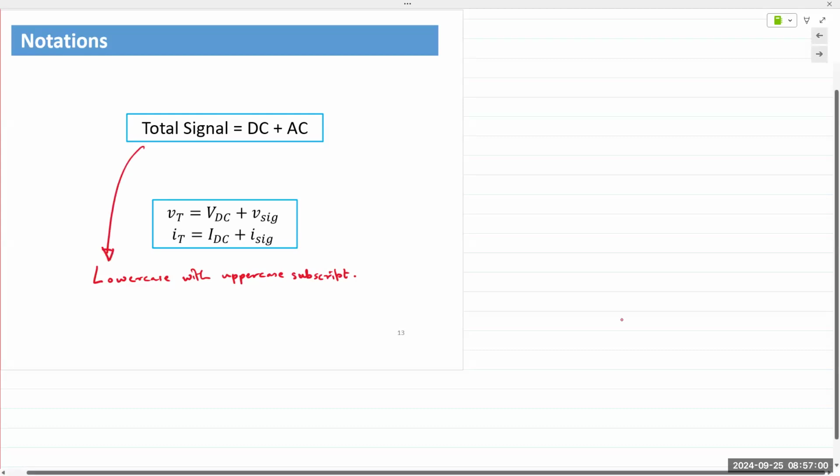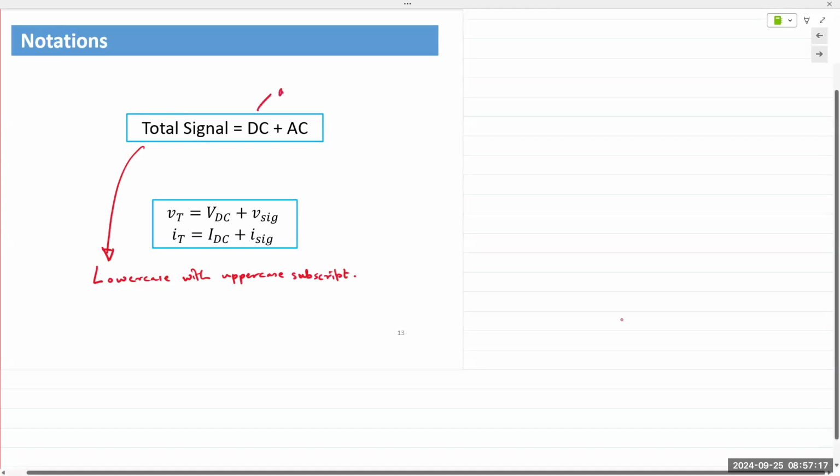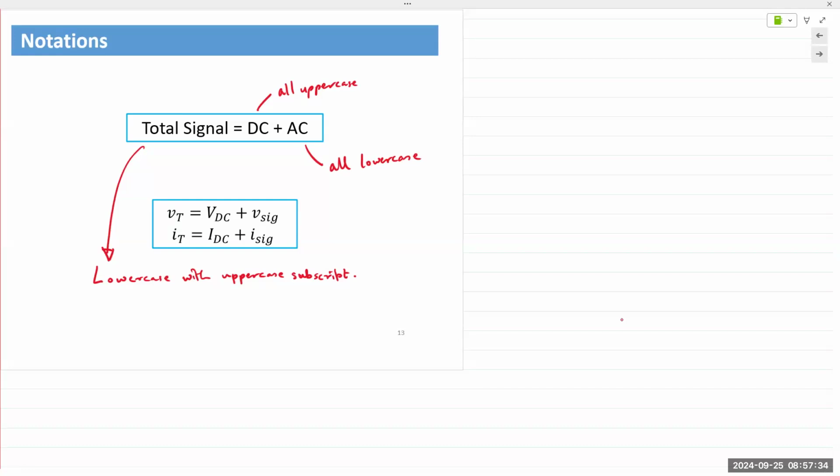Lowercase quantity with uppercase subscript: vT and iT. And then DC is all uppercase, or all capital letters, and AC is all lowercase. So you have to keep this in mind when you're looking at any circuit or any problem.